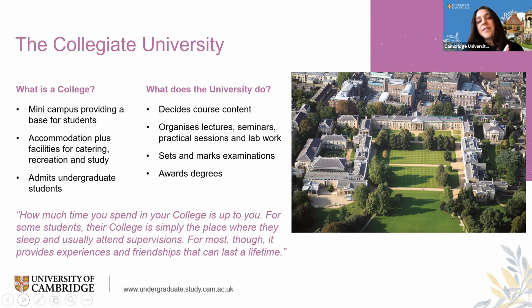Think of a college as a mini campus which is providing a base for students. Think of it as where your accommodation plus other facilities are based. So your catering, your recreational, and your study facilities are going to be based at the college. Also, at undergraduate level, the colleges admit their own students for any program they might have chosen. That's slightly different to postgraduate students, and I will explain that later on.